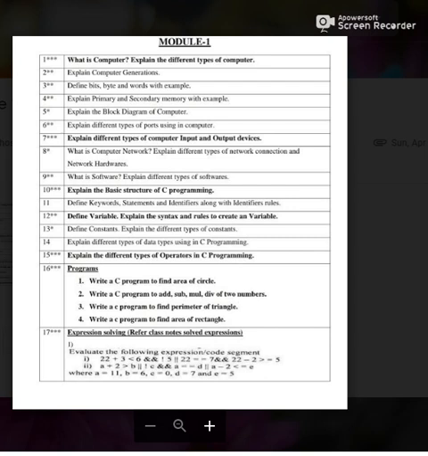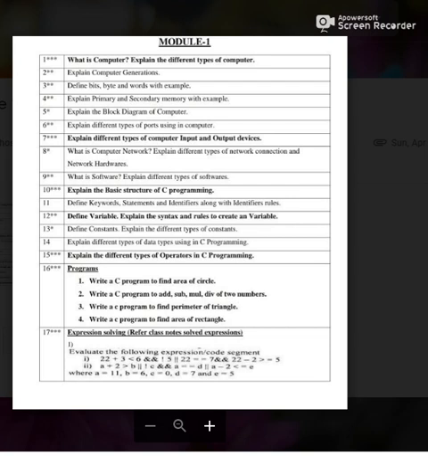In this assignment, 16th question, I mentioned four programs. One is write a C program to find the area of a circle. Second is write a C program to perform addition, subtraction, multiplication and division of two numbers. Next is write a C program to find the perimeter of a triangle, and the last one is write a C program to find the area of a rectangle. So here I have given four programs. For the first one, the area of a circle, first you write the formula, pi r square.